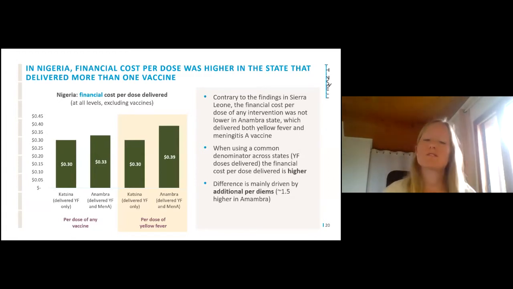But what we expect, for example, is that this may be linked to the fact that both meningitis A and yellow fever receive Gavi operational cost support for campaigns, while in Sierra Leone, measles rubella vaccine received Gavi support, and the other interventions that were co-delivered only brought small amounts of additional funding to the campaign from the other programs. So what we see is that the way that the campaign is run and financed is likely a big driver of the financial cost differences that we can see for a campaign.